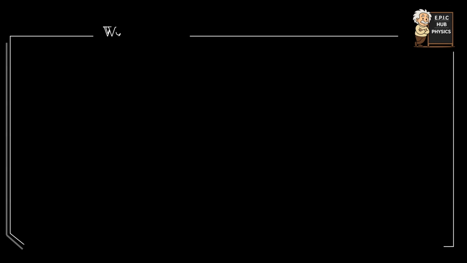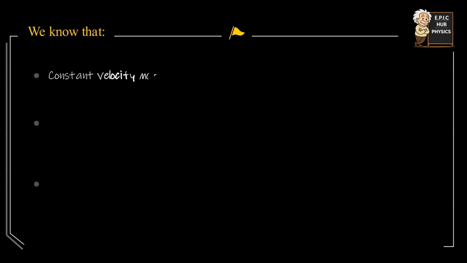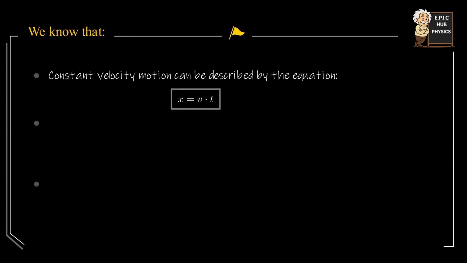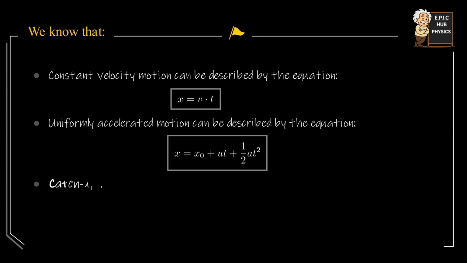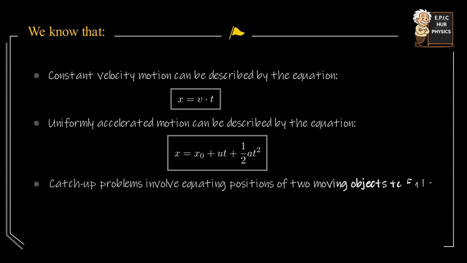Now this problem tests our understanding of kinematics, particularly how to compare the positions of two objects moving with different types of motion. So let us begin by recalling what we already know. We know that constant velocity motion can be described by the equation displacement equals velocity multiplied by time. Uniformly accelerated motion can be described by the equation displacement equals initial position plus initial velocity multiplied by time plus 1/2 multiplied by acceleration multiplied by time squared. In catch-up problems, the key idea is that the two objects meet when their positions become equal, so we equate the positions of the two moving objects.